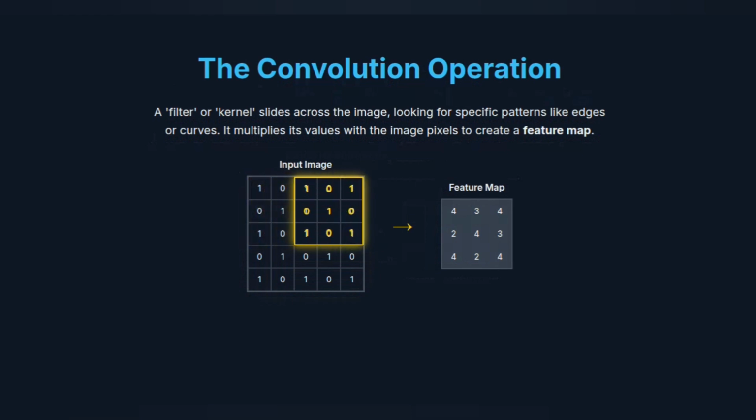But here's where it gets really cool. We don't use just one filter. A typical CNN uses dozens or even hundreds of filters, each looking for different features. Some detect horizontal edges, others vertical edges, some look for curves, corners, or even complex patterns. The result of all these convolutions creates what we call feature maps, basically highlighted versions of the original image showing where different features were found.